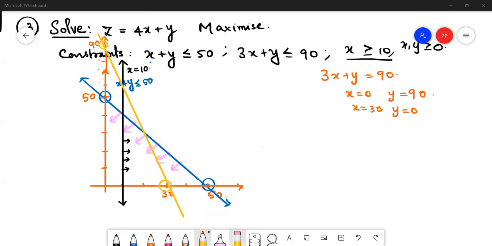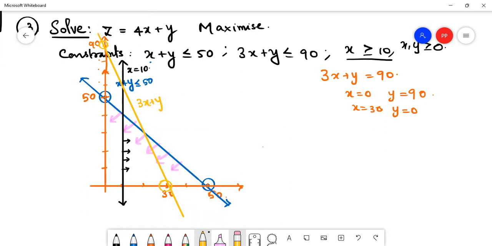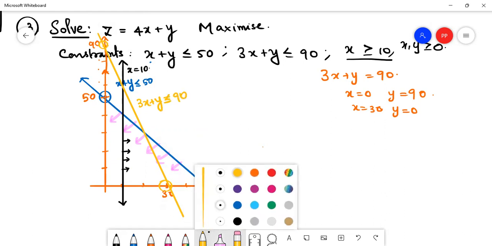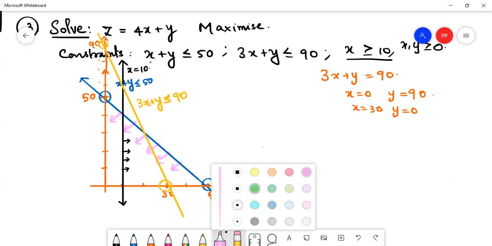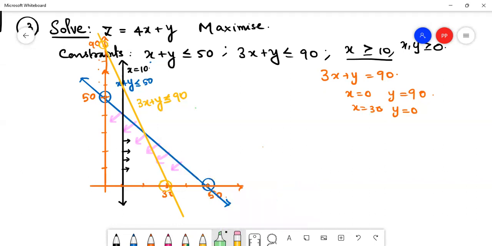So this is my 3x plus y is less than or equal to 90. Now, ideally, it looks like this is the area. But as I told you, we have to check once.